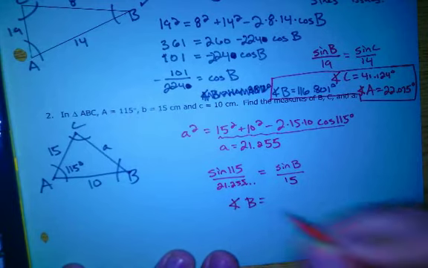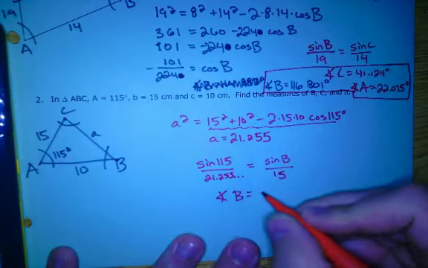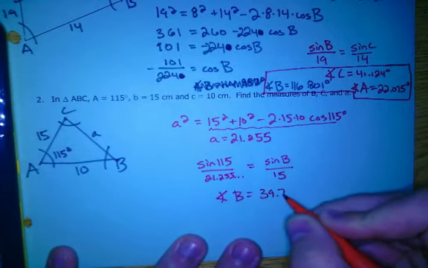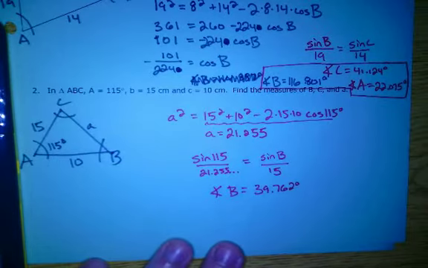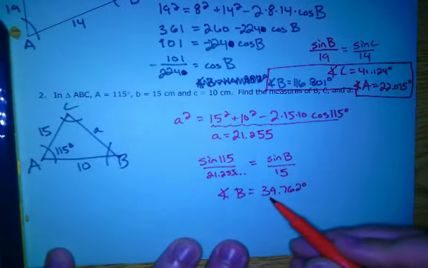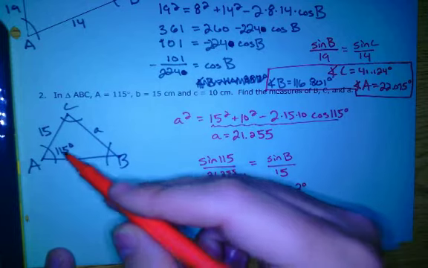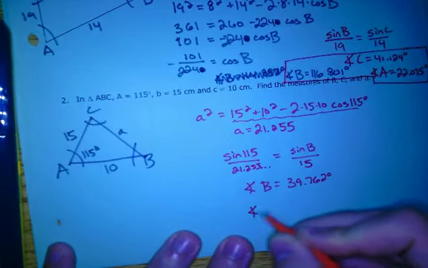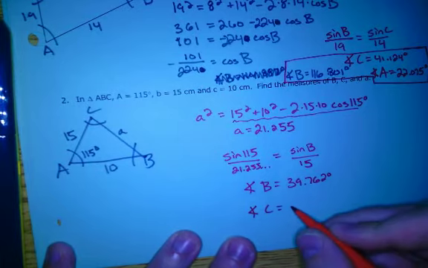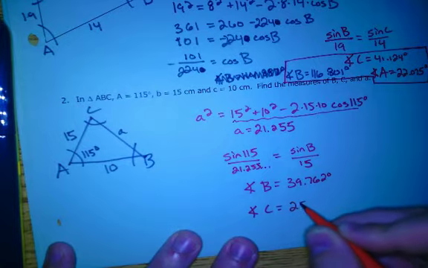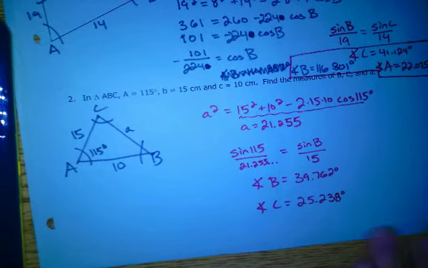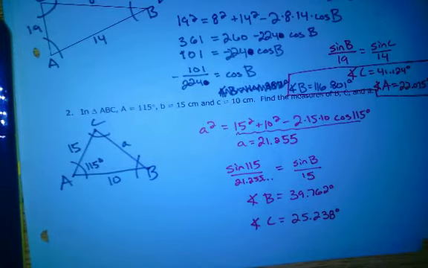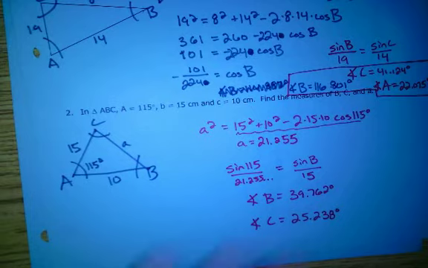For a shortcut for right now, because we're not learning how to do law of sines, we should already know that. You should be getting 39.762 degrees. Okay, and then we have 115. We have this 39 something, so we're going to take 180 and subtract those two numbers, which is going to give me an angle C of 25.238 degrees. Okay, so those are just two different examples we do.